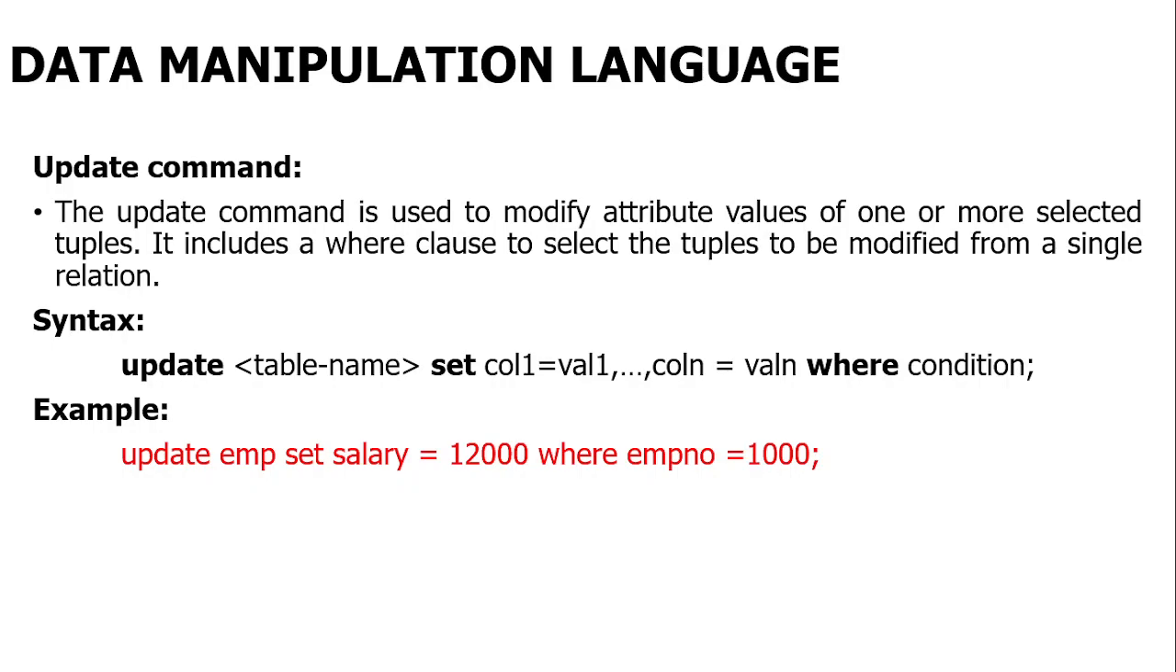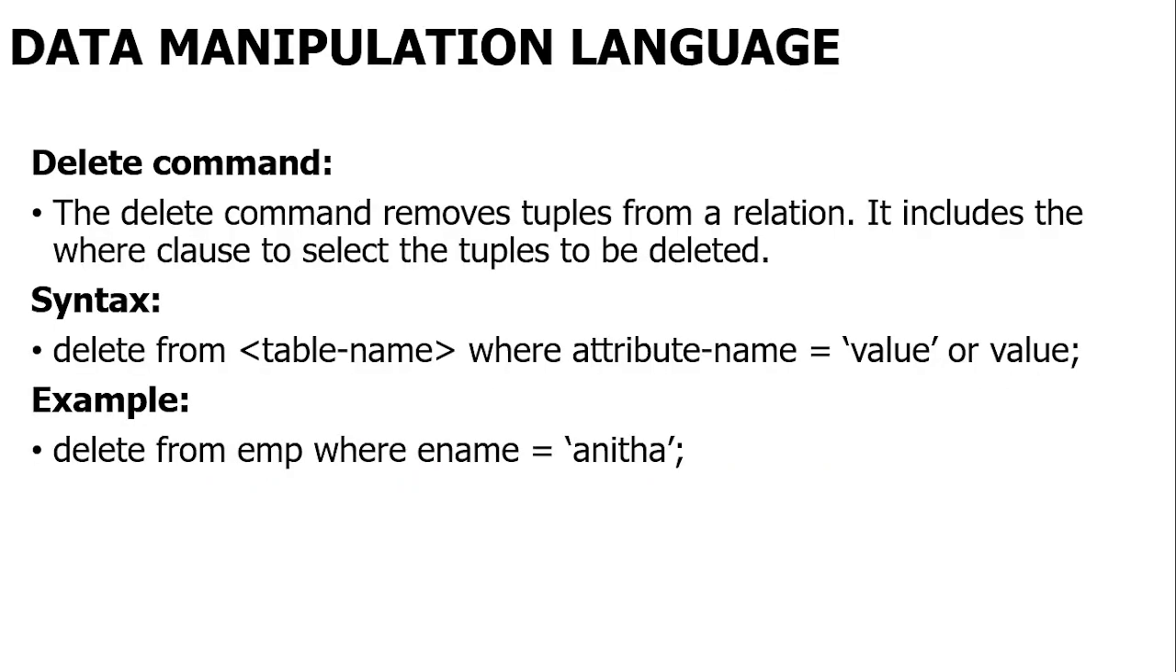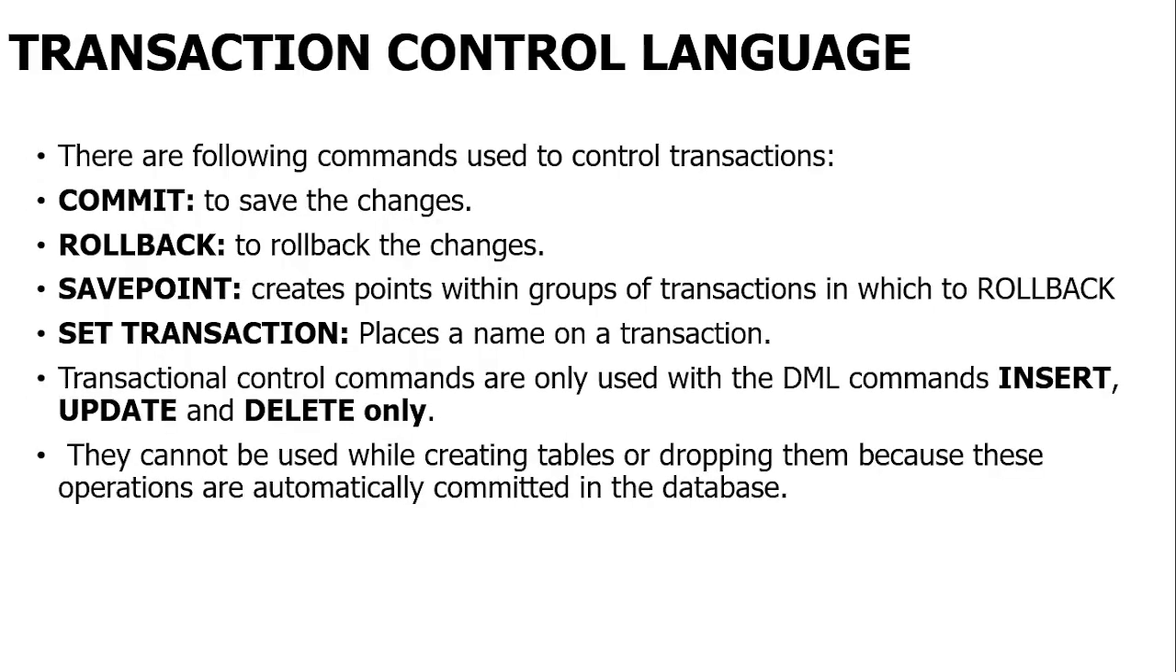So you are updating the emp, right? You are setting the salary as 12,000 whose employee number is 1000. Delete command. The delete command removes tuples from a relation. It includes a where clause to select the tuples to be deleted. Delete from table name where attribute name is equal to value. Right? So you are giving within single quotes, otherwise without single quotes. Delete from emp where e name is Anita.